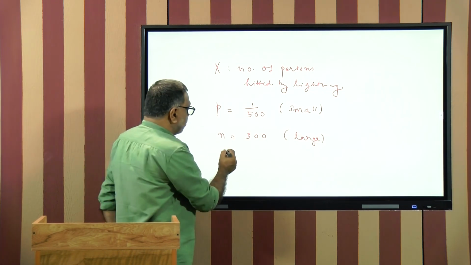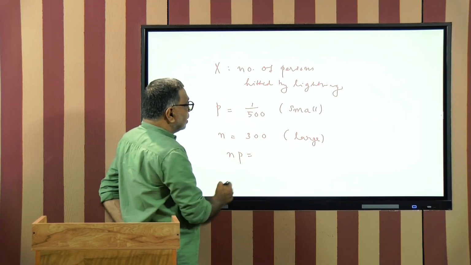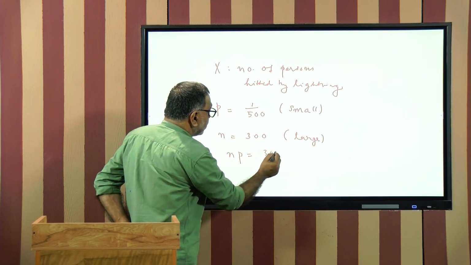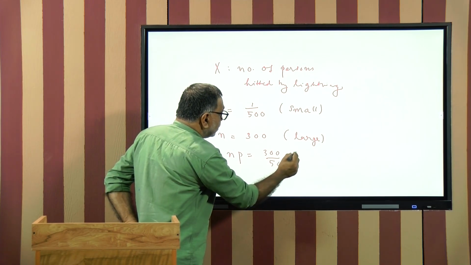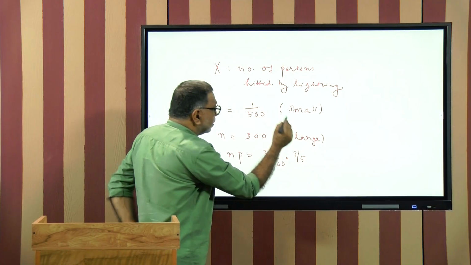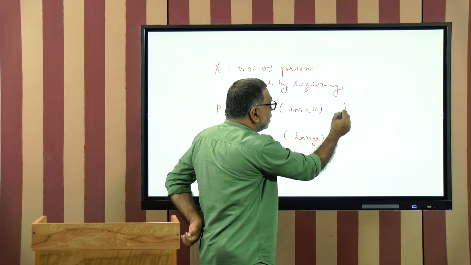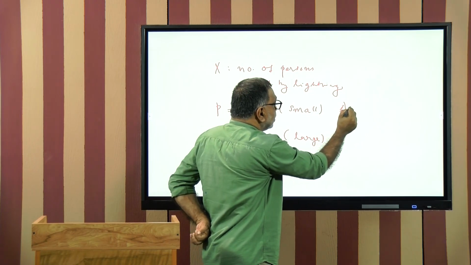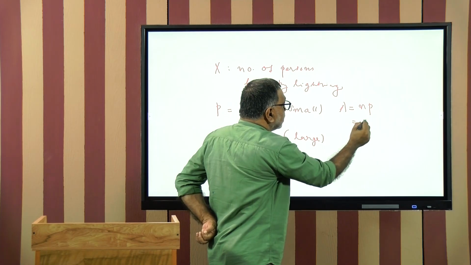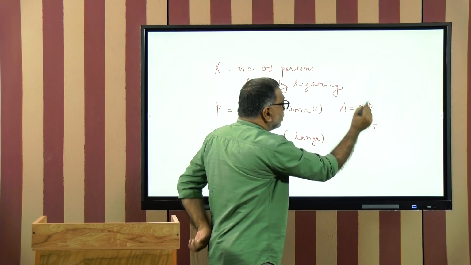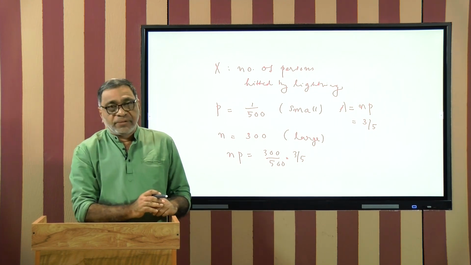Use the Poisson approximation means you find the value of np, that is 300 divided by 500, or that is 3 divided by 5. And as per the Poisson approximation, this quantity is denoted by lambda, that is lambda is equal to np, that is 3 divided by 5. So, lambda is equal to 3 divided by 5.